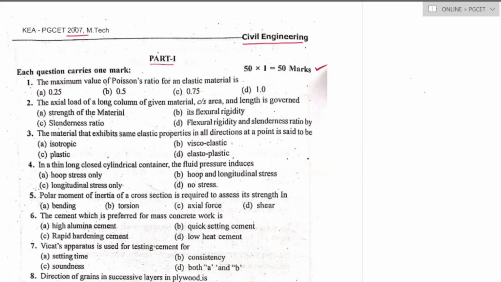Question number 1. The maximum value of the Poisson ratio for an elastic material. Poisson ratio is the ratio of lateral strain by longitudinal strain. And for most of the engineering materials, the range of Poisson ratio lies between 0 to 0.5. So, the maximum value of the Poisson ratio is 0.5. Option B is the right answer.